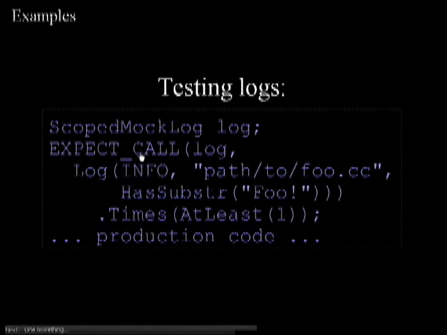With that, you can set expectations on this object. Here we have this log info, meaning that you will have an informational log generated by this source file. And the log message must contain this substring. And it has to be there at least once, but it can be more times. In that case, it will still pass the test. After you set the spec, you just execute the production code. And the verification is automatic.